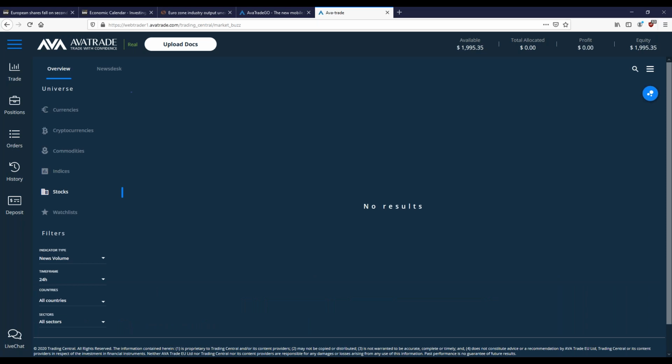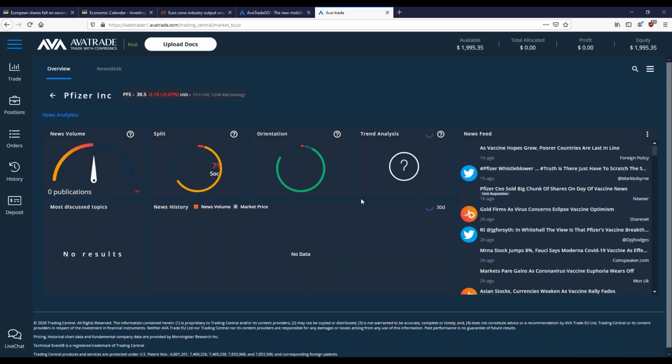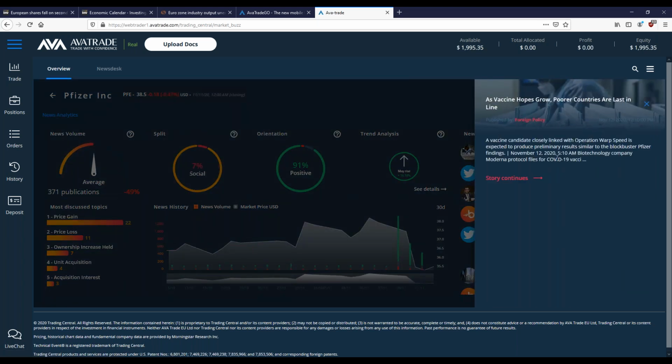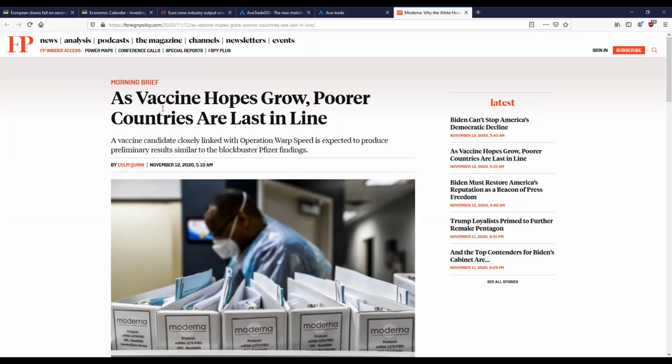Takes a moment to load because there's so much information. Here's Pfizer. You want to know the latest fundamental news on Pfizer? Click on the bubble. Here's the articles. This is the most recent news that came out today. You want to read that article? There it is. There's the headline. You want to see the whole article? Click on it. It takes you to the website.